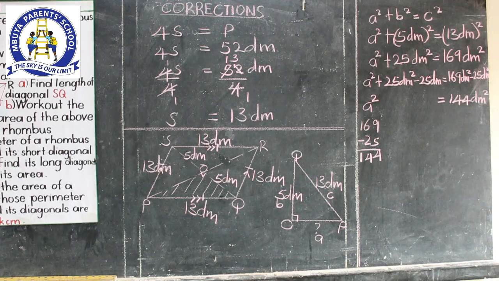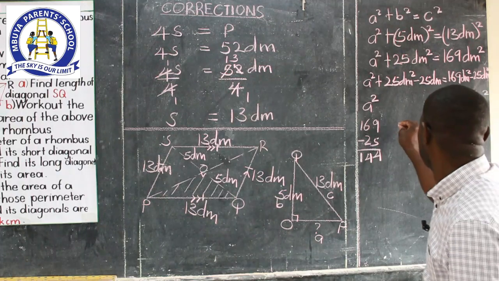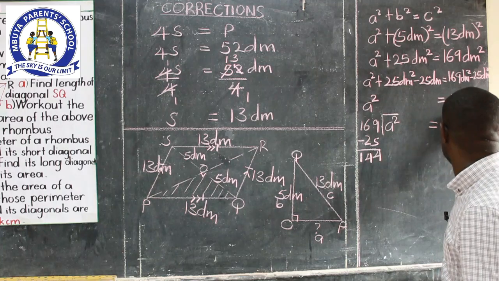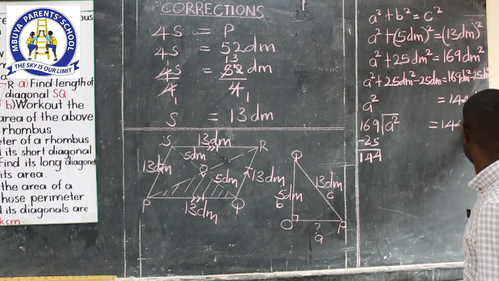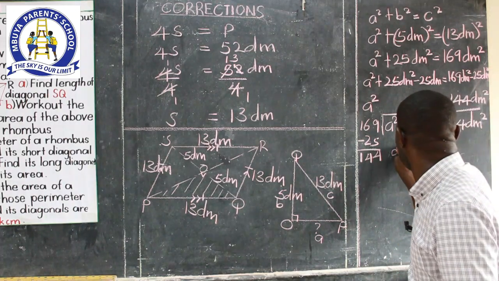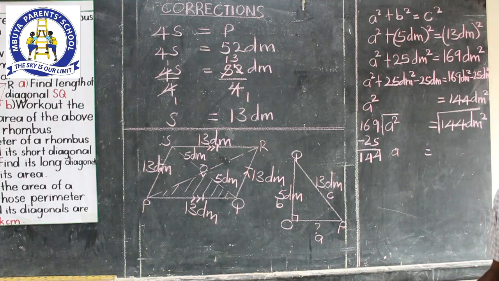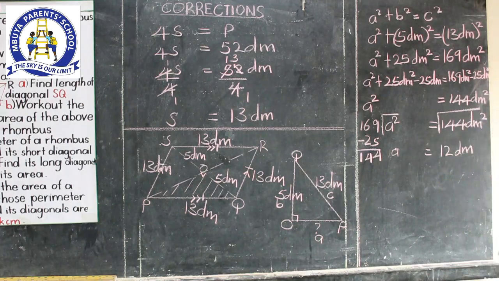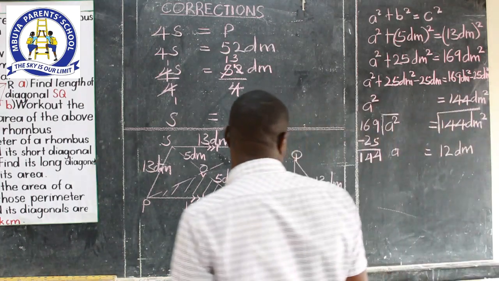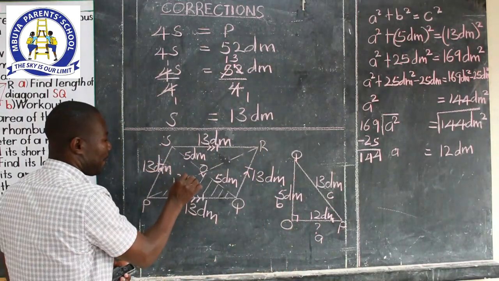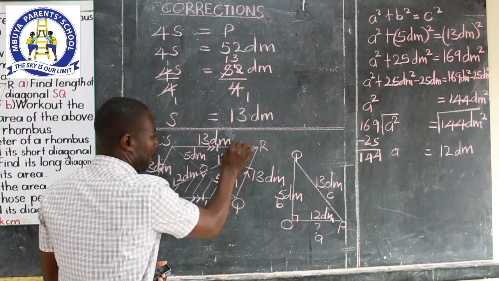So we can find a way of removing the square. That is by finding the square root on either side. That is A squared under square root symbol is equal to 144 square decimeters under square root symbol. So the square root of A squared is A. And the square root of 144 square decimeters is 12 decimeters. So that is half of the diagonal we want. So if here is 12 decimeters, it means that we have 12 here, decimeters, and 12 there.